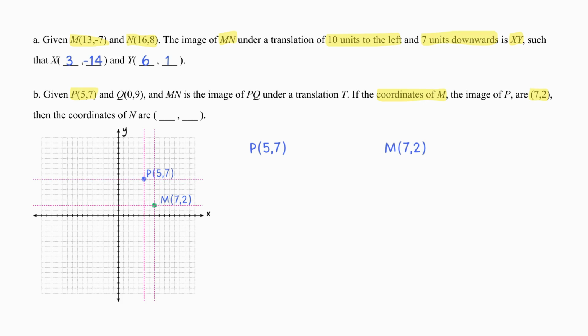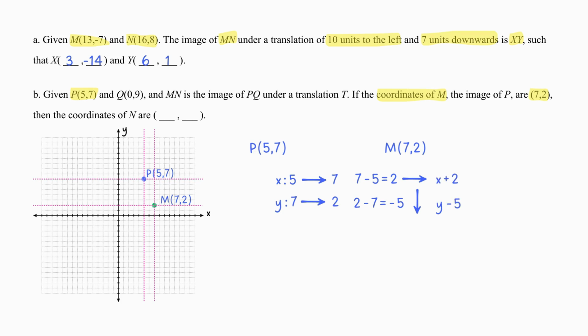How did the numbers change? First, the change in x went from 5 to 7. That is a change of 2 units to the right, so we are adding 2. Next, the change in y went from 7 to 2. That is a change of 5 units down, so we are subtracting 5. So, our translation rule is x plus 2, and y minus 5.